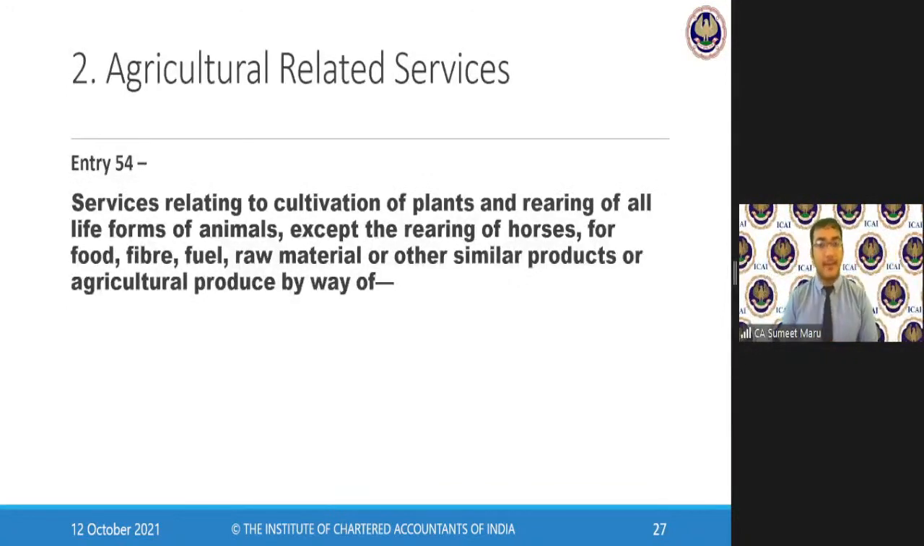Now the interesting part: agriculture related services exemption. Now we are going to see a very simple part. See, the exemption topic is really very simple and a scoring topic for you. The next part of the chapter covers exemptions related to agriculture related services. Here I am taking the very first entry, number 54, because that is the biggest entry and the rest of the entries are very simple. Entry 54 covers services relating to cultivation of plants and rearing of all life forms of animals. Please pay attention here. Very interesting thing here.